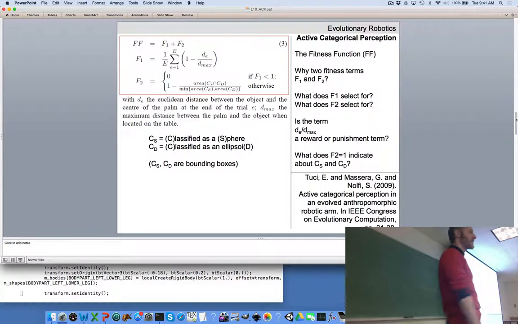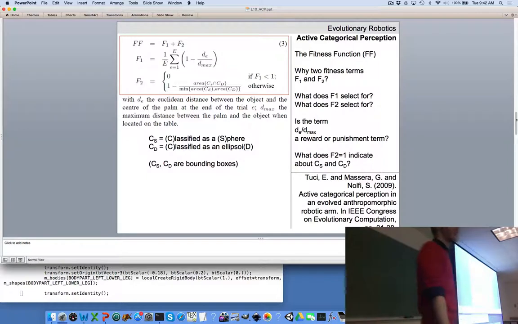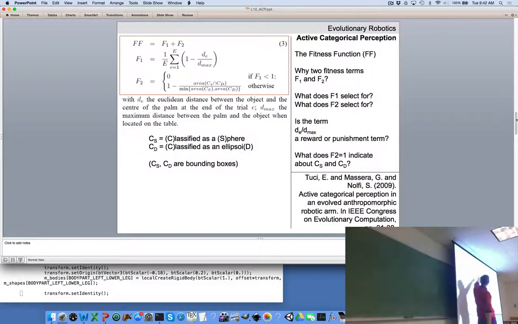Okay, why 1 minus that? The closer it is, the higher the value, right? So if the robot's palm is actually in contact with the object, this ratio is 0, 1 minus 0 is 1. That's the best you can do.